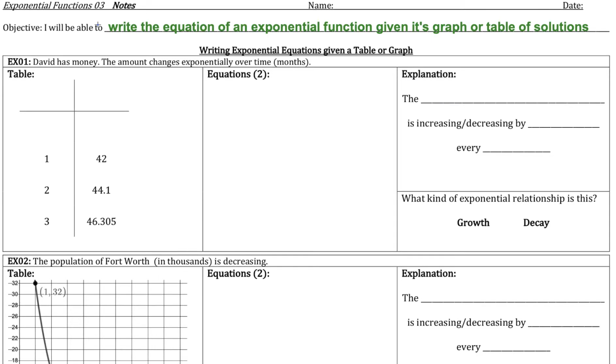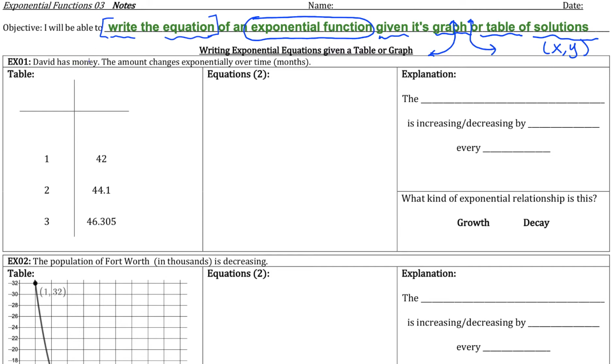All right, so in this lesson we will write the equation of an exponential function. We are going to be given its graph or table of solutions. So we're going to be given a bunch of x, y's, and then we'll need to figure out the equation of the exponential function. Remember, exponential functions will either go up really fast or go down very quickly.